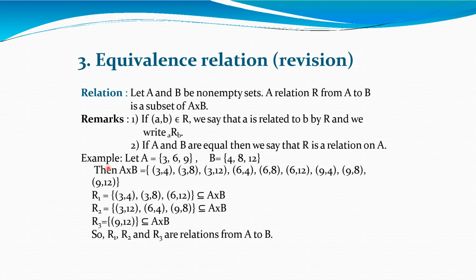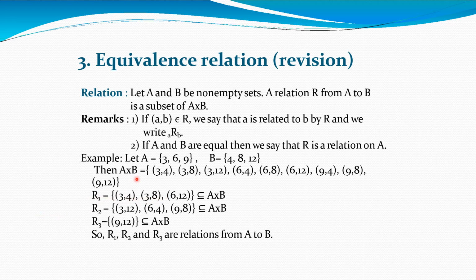As A contains 3 elements and B contains 3 elements, A cross B will contain 3 into 3, that is 9 such ordered pairs. Now if I consider any non-empty subset of A cross B, then it defines a relation from A to B. Now see some relations from A to B in this case. Say R1 is equal to {(3, 4), (3, 8), (6, 12)}. All these three pairs are taken from A cross B. It means R1 is a subset of A cross B.